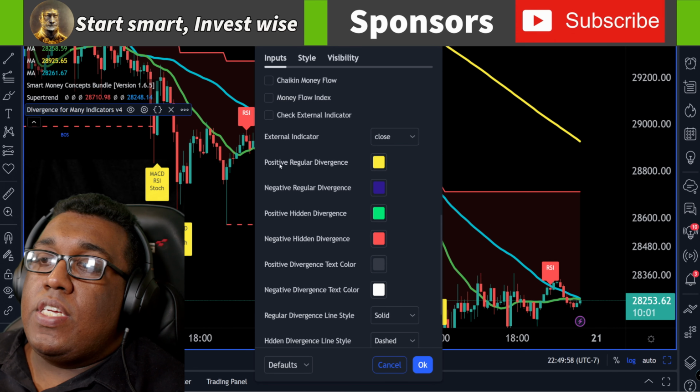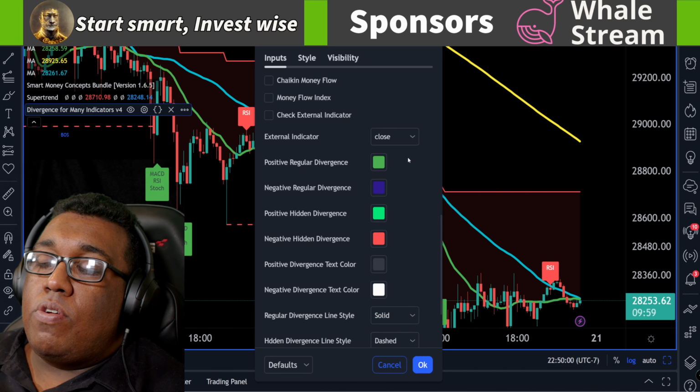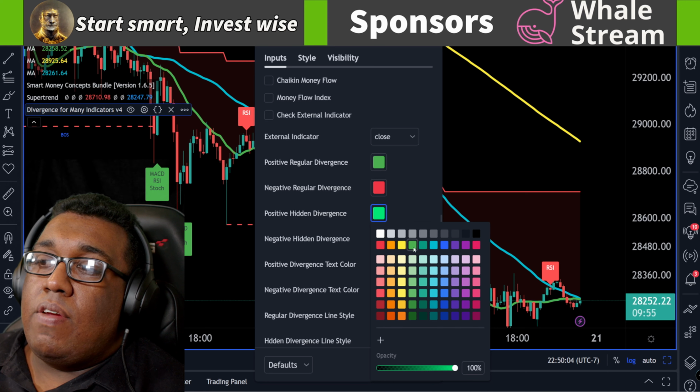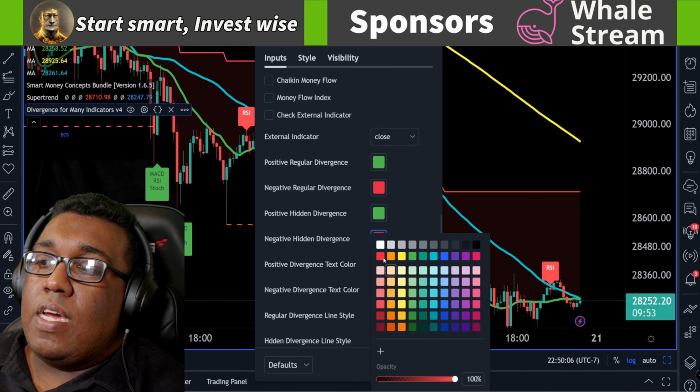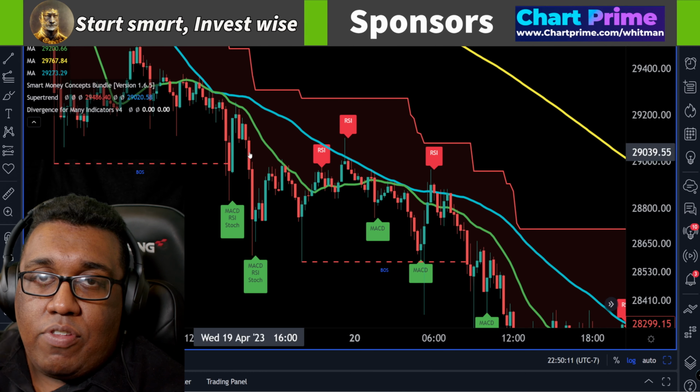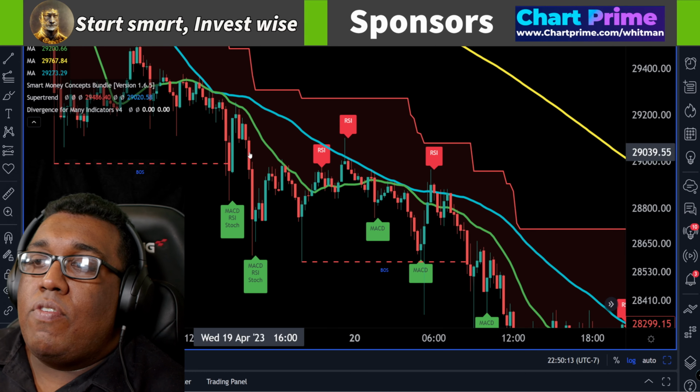At the bottom of inputs, you can see positive regular divergence. Just turn this green, turn negative regular divergence red, positive hidden divergence green, and over here again, negative hidden divergence red. Hit okay. That way, green is good, red is bad in case that really messes with your psyche. It does do that for me every now and again.